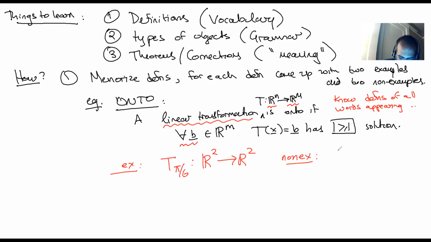It's to have a library of examples. That's how you build intuition. So a non-example is, I don't know, maybe the linear transformation TA for A equals, let's say this, right? That's not onto. So for every definition, be able to come up with two examples and two non-examples. Then ask how it relates to other concepts.